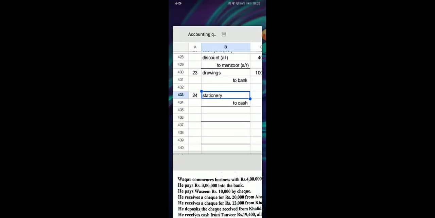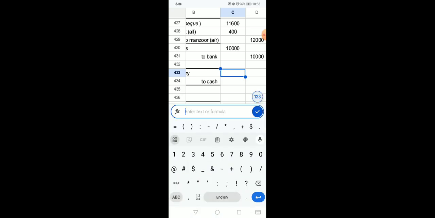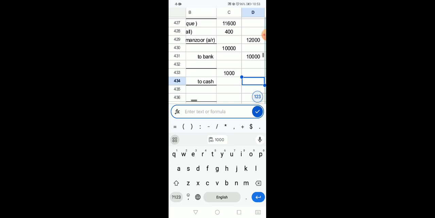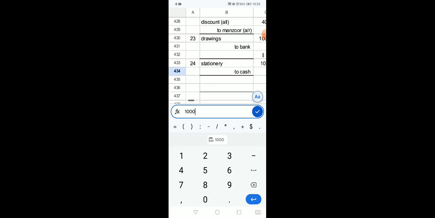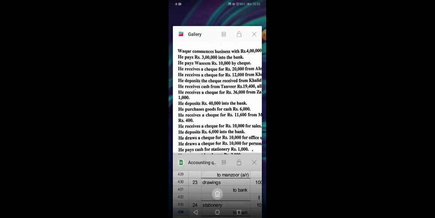So entry number 24th amount is 1000. You will put 1000 over here, and same amount you are going to put over here. This way entry number 24 has been completed. Now let's see what is next entry. This is entry number 25, and it is saying he pays rent by check. What a beautiful entry to understand for the beginners.